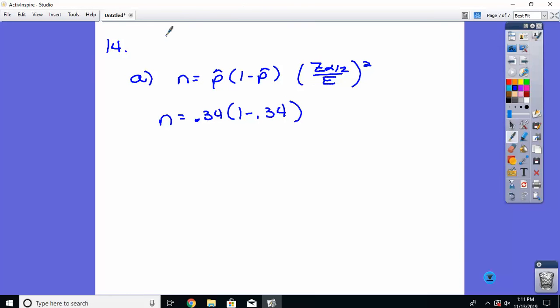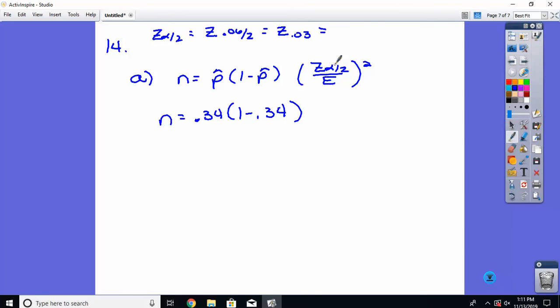It said 94% confidence. Is that one given on your table? No. So let's figure out our Z alpha over 2. What is alpha? 0.06, because 1 minus 0.94 is 0.06. Divide that by 2 and that's 0.03. So that's the area to the right. Area to the left then is 0.97.